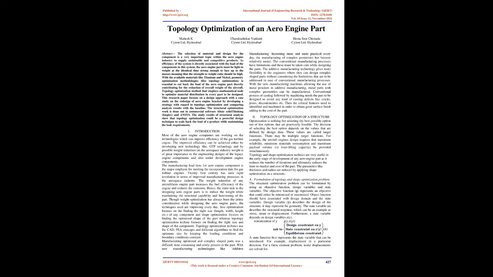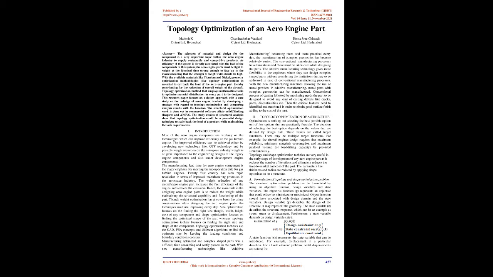Though weight optimization has always been the prime consideration while designing the aero engine parts, the techniques used are improving every day. Size optimization focuses on finding the right size, length, width, height, etc. of any component, and shape optimization focuses on finding the optimized shape of the part, whereas topology optimization technique focuses on finding the right size and shape of the component. Topology optimization techniques use the CAD, FEA concepts, and different algorithms to find the optimum size by keeping the loading conditions and boundary conditions constant.